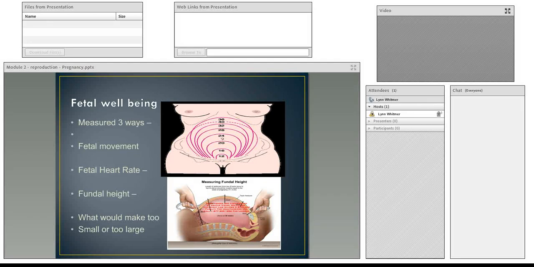And fundal height, we can start ascertaining fundal height with our fingers as early as 12 to 14 weeks. It should be leveled at the symphysis, at the umbilicus about 20 weeks, and then we use a tape measure after that, and centimeters equal weeks gestation.